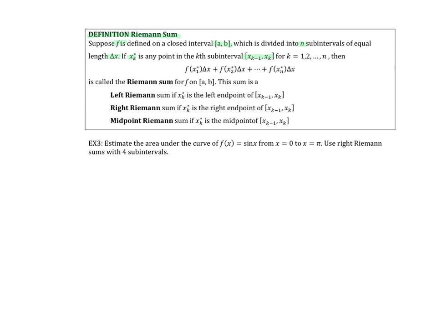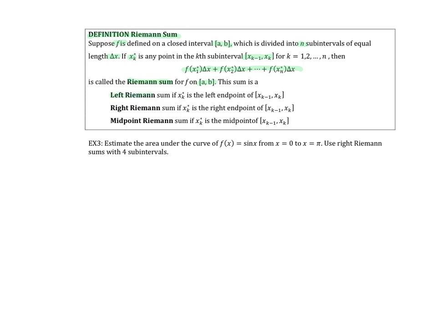Then, to compute or approximate the area, we just add the height times the length of all these rectangles. So we're just adding up the area of all these rectangles. And that's what we call a Riemann sum: the sum of these areas of rectangles on some interval a, b.